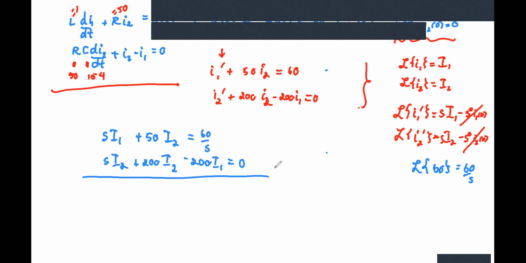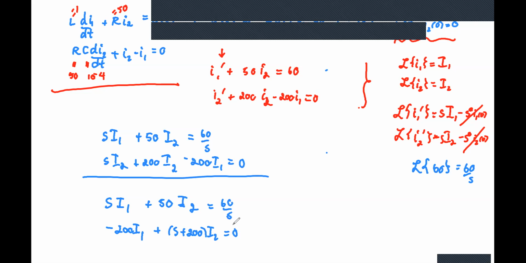Write them in a systematic way. Now we just move the terms or rearrange it. This one may be convenient to do the substitution, but I did the systematic way anyway. So s I1 plus 50 I2 equals 60 over s, and move the I1 to align with the first equation, and the second will be negative 200 I1 plus s plus 200 times I2 equals 0.